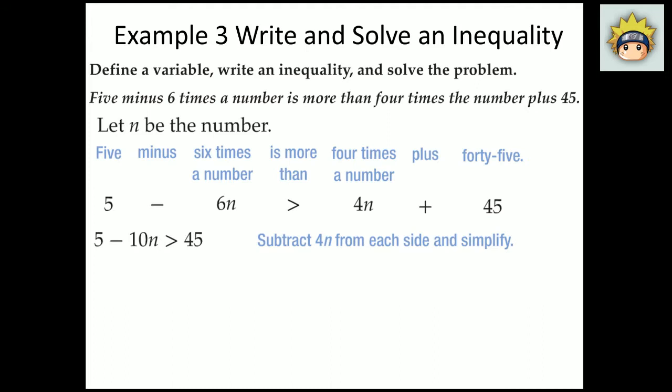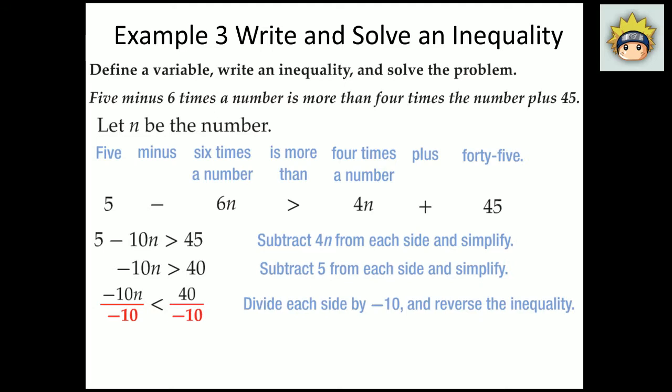Okay? You subtract 4n to both sides, that's how you get 5 minus 10n is greater than 45. They just did an extra step from the original equation to this step. They subtracted 4n from each side, then simplified. Then you want to subtract 5 from both sides. So once you subtract 5 from both sides, on the left hand side you get a negative 10n. On the right hand side you get a 40.